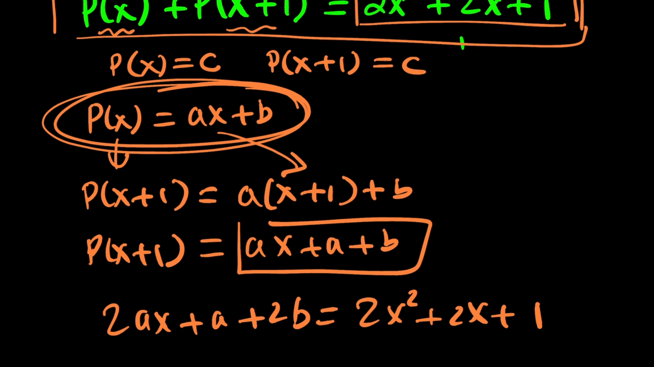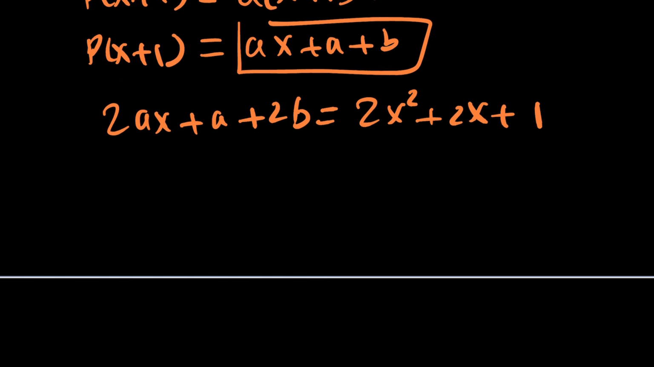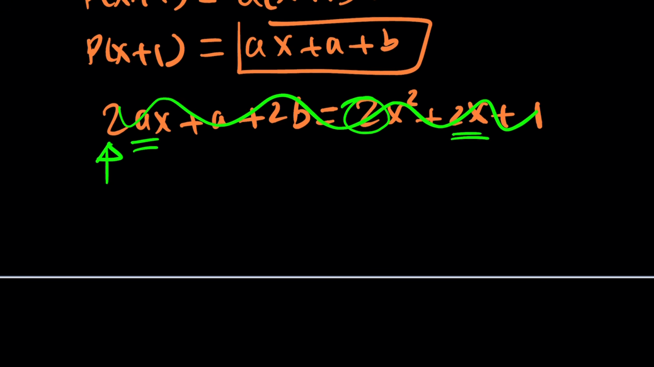And the answer is no, because if two polynomials are equal for all values of x on the domain, which means they're identical, then the coefficient of x must equal the coefficient of x. Okay, that could happen, but we don't see an x squared on the left-hand side. That means these two polynomials can never be equal, which means p of x cannot be linear either.